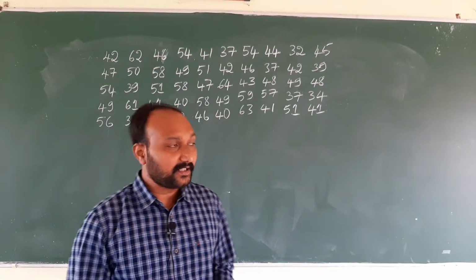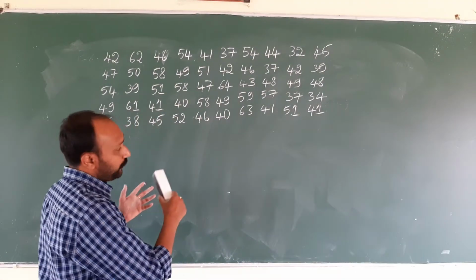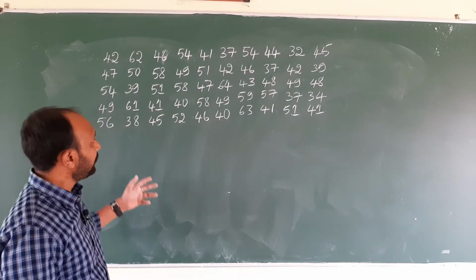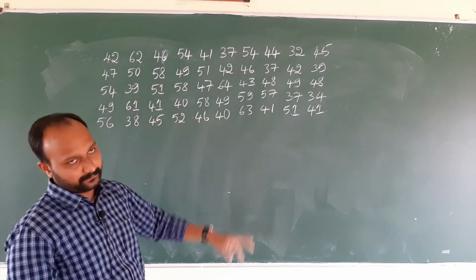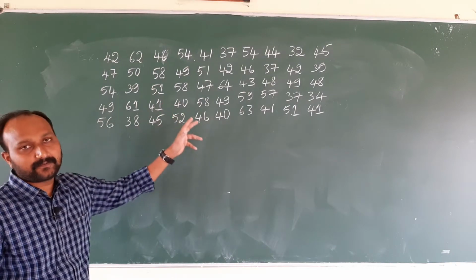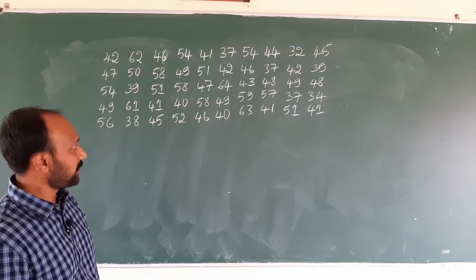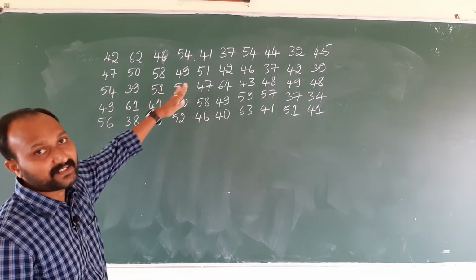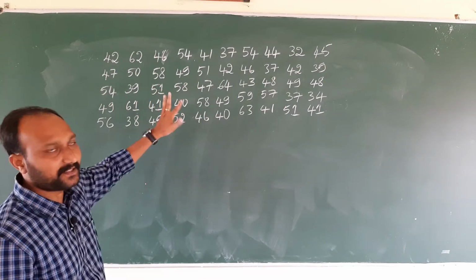Dear students, in this video, let us study how to convert these data to a table. These are the data of 50 students of a college. In a college there are 50 students. This data is of their weights, 50 students, different weights.